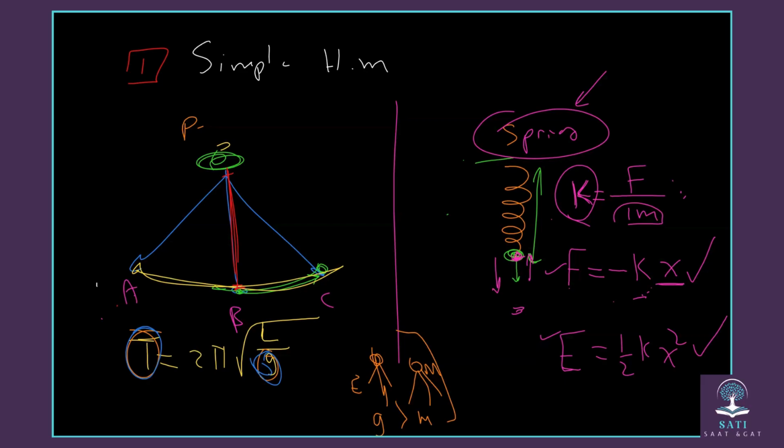Greater gravity means less time. So on Earth, higher gravity means less time, less period. Now we understand what a pendulum is, and it is used in general in many things. One of the uses of a pendulum is to find the gravity of Earth.